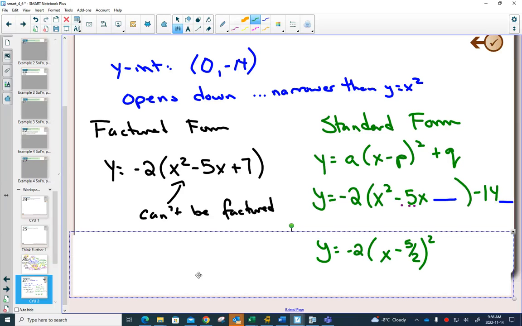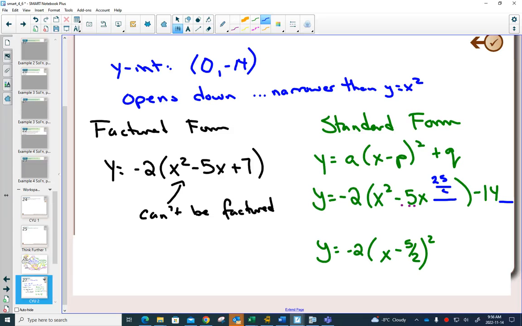So we have a -2, x minus 5/2 squared. If we had the -5/2 squared, that would be a 25 over 4 that would get added inside the brackets. And we get that number by squaring 5 over 2.